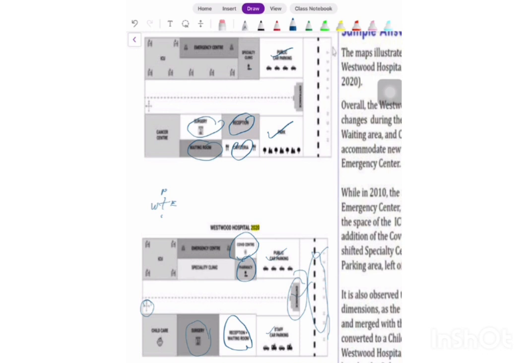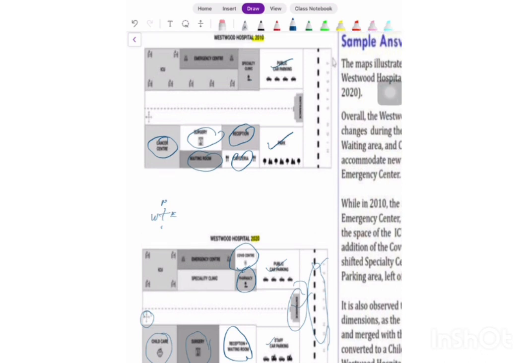And now in 2010 adjacent to the surgery waiting room was the cancer center, which is now transformed into a childcare center. Now opposite to the childcare center, and all of this was just adjacent to the specialty clinic, was the emergency center, which is now modified. The emergency center is there but a specialty clinic is also added now. So that specialty clinic which was present in 2010 adjacent to the public car parking is now merged into the emergency center, together with the specialty clinic.